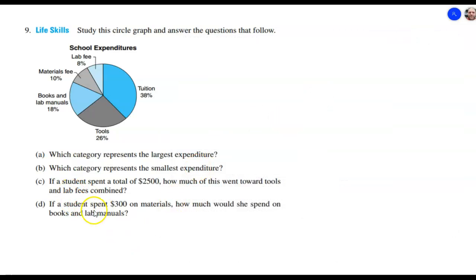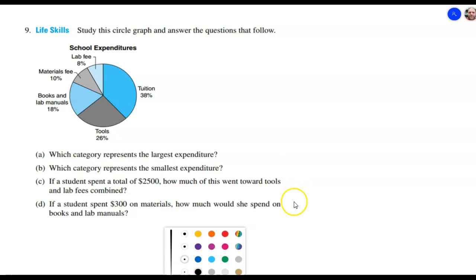And then this one says if a student spent $300 on materials, how much would she spend on books and lab manuals? All right, so go ahead and pause the video, try that one, see how far you can get, and then unpause and we'll go through the solution.